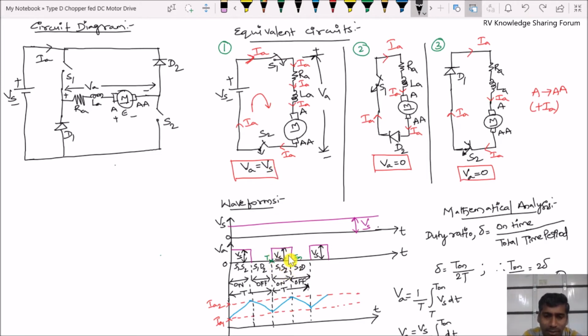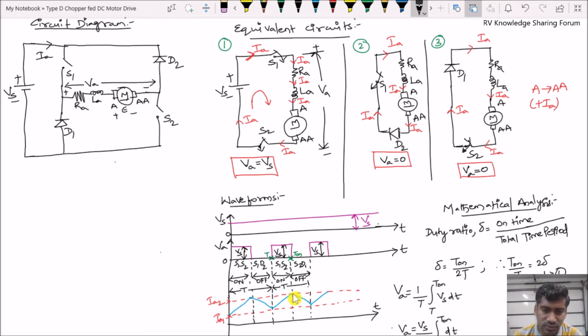Now what happens to the current at this condition? Let us discuss. As we already discussed, the current is supplied from the supply side to the motor. Therefore, the current in the motor will increase and the energy will be stored in the armature inductance in the form of magnetic field energy. So when S1 and S2 are conducting from the time period T to T on, the current is increasing from minimum current IA1 to the maximum current called IA2. When the current reaches the maximum value of IA2, now the switch S1 is opened.